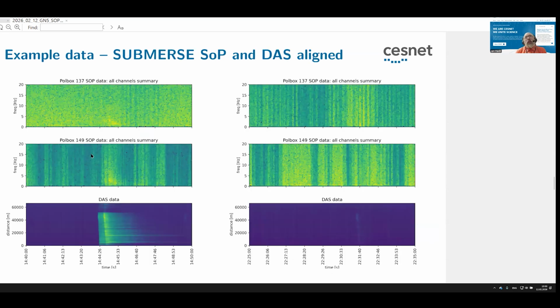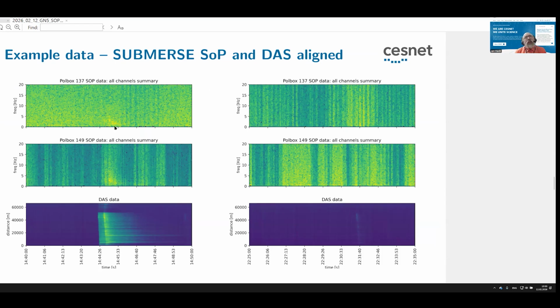This is really something interesting for me. You may compare data from SOP and DAS. They are aligned. This is from Submer's project. You have something like Polbox 137 and here 149. It's just an ID, and I was told that this is the last octet of the IP address.